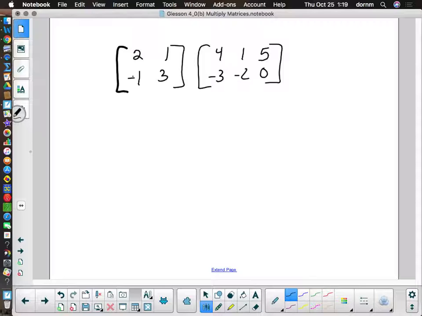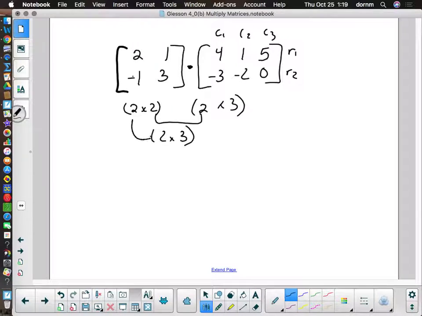I want to multiply those. The first question is, can I multiply these? Is this even possible? Can I multiply these two matrices? Well, this is a 2 by 2 matrix. It's square. This has how many rows? Row 1, row 2, so it's 2 rows and 3 columns. So yes, the inside numbers match. I will wind up with a 2 by 3 matrix from the outer numbers. Okay, so yes, I can multiply them. Let's go ahead and do it.